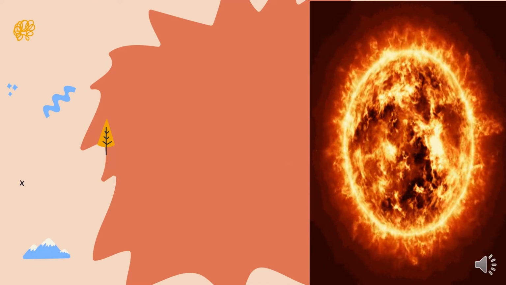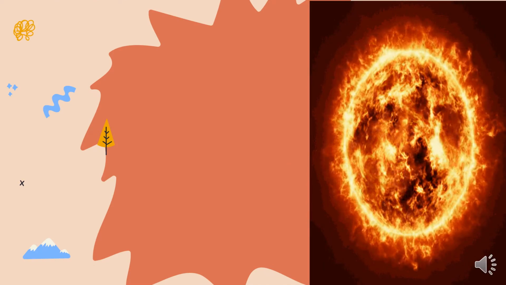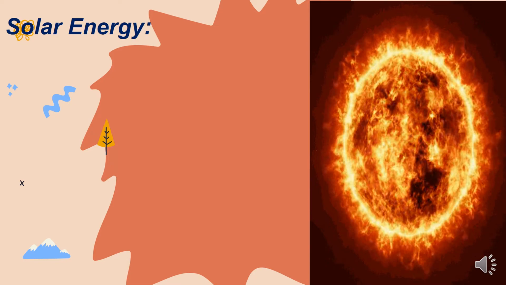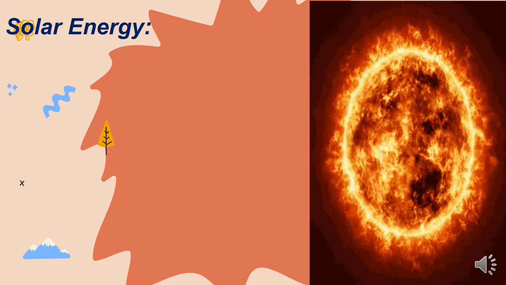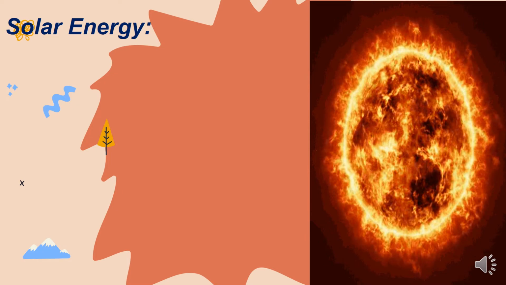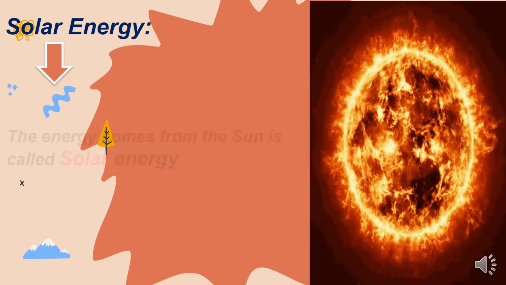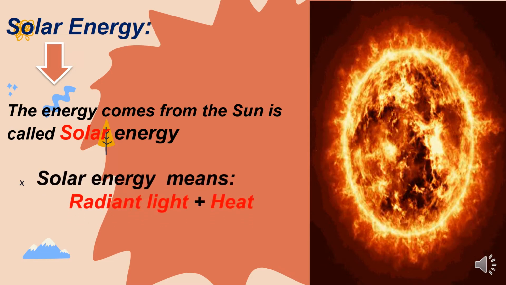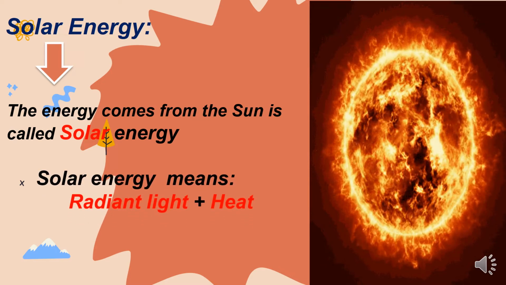Now, simply, who can tell me what solar energy means? The energy that comes from the sun, grade 4, this is called solar energy. Excellent. So solar energy means radiant light energy or heat energy.